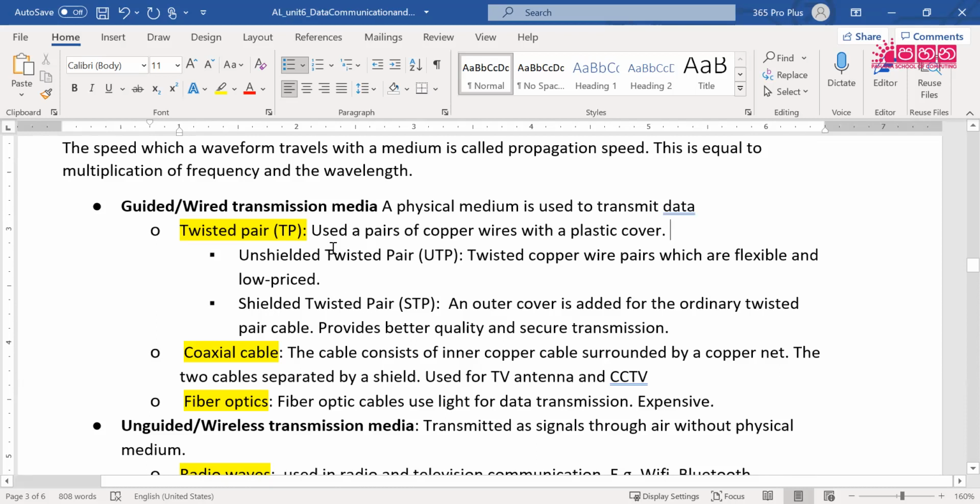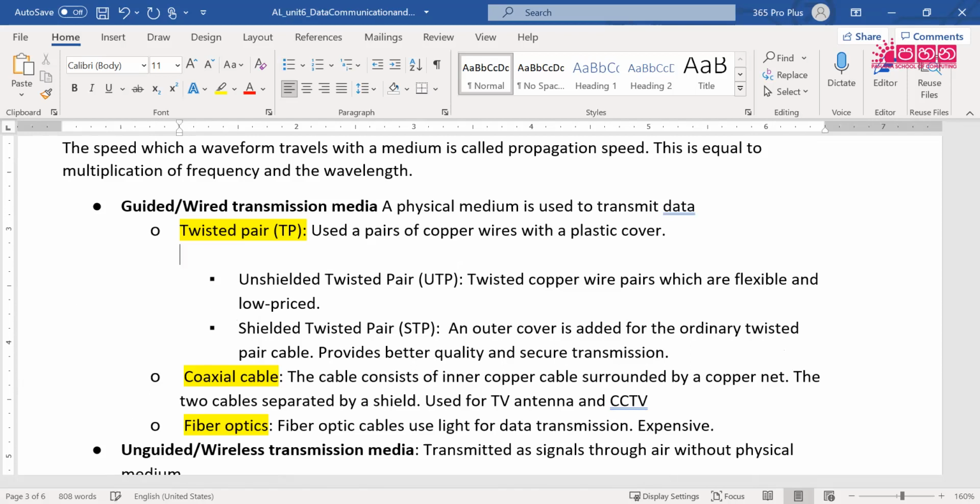This is unshielded, right? UTP. UTP means copper cable, and then you can have shielded pairs, right? You can have a separate shield for this, which gives you high bandwidth. So if you look at the advantages of twisted pair, we can write about the twisted pair.